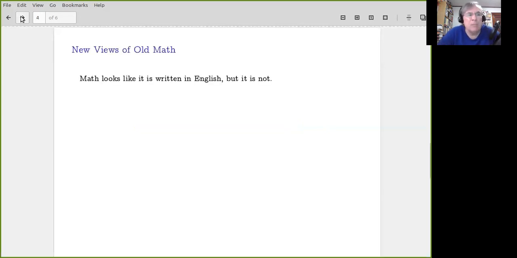Okay. It basically involves new views of old math. Math looks like it is written in English, but it's not. It's written in an odd combination of English and logic that I call mathlish. Okay, so let's acclimatize by reviewing the meanings of some mathlish words.